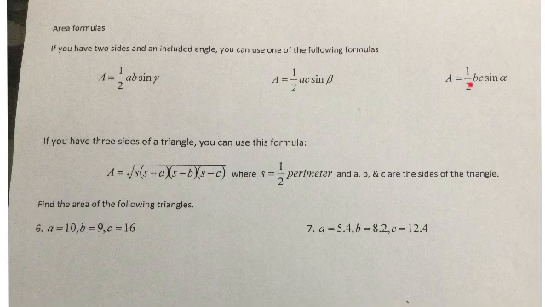And you can see all these are just different forms of that same formula. You've got the two sides and the included angle. So if I'm using A and C, then the angle between them is beta. If I'm using B and C, the angle between those is alpha.